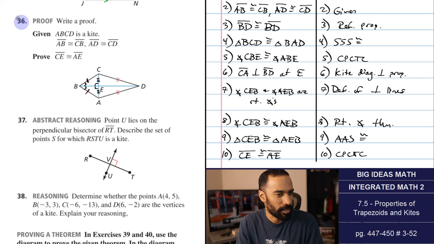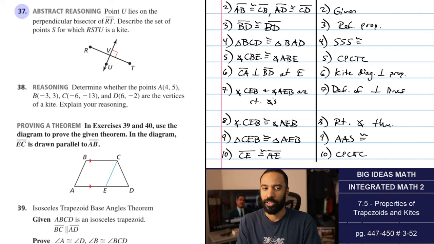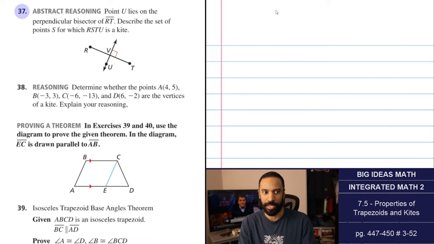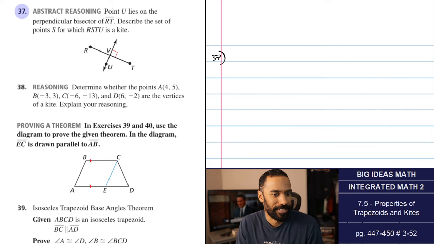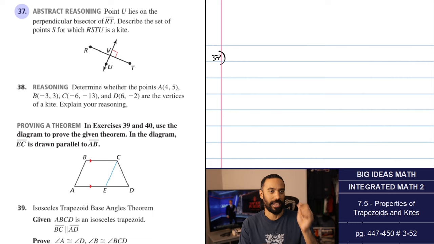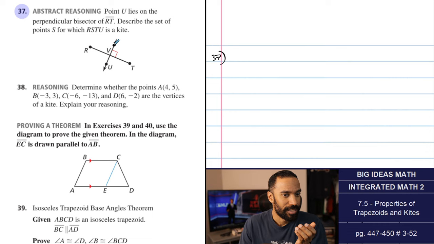All right, abstract reasoning, number 37. Point U lies on the perpendicular bisector of segment RT. Describe the set of points. So now that we saw the perpendicular bisector thing, this might work out. Oh, this is a line. Describe the set of points S for which RSTU is a kite. RSTU. The set of points S would kind of be over here, but I don't know what they mean.